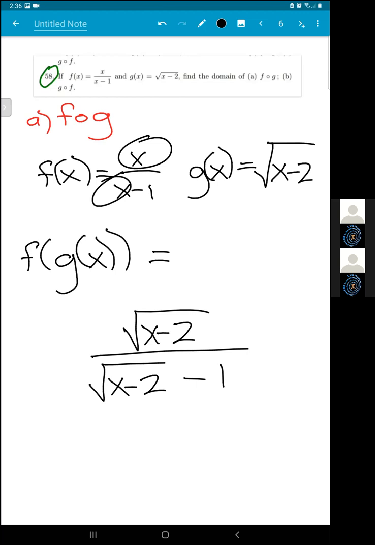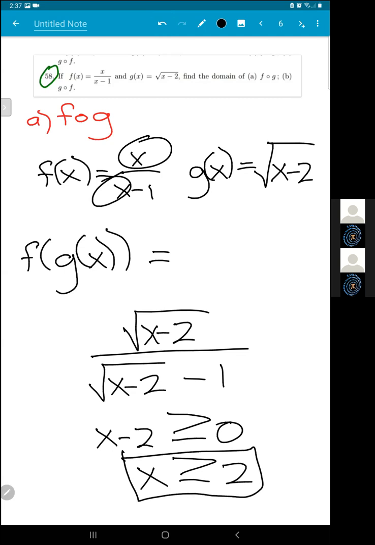Now you're asked actually not for the function itself, f of g, but rather its domain. So for it to be defined, first of all, of course, these expressions have to be defined. So we should have x minus 2 greater than or equal to 0, or x greater than or equal to 2.